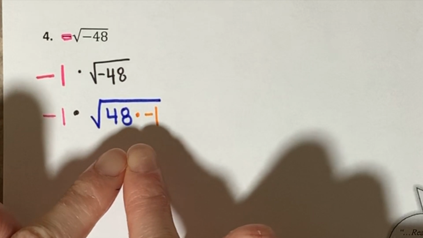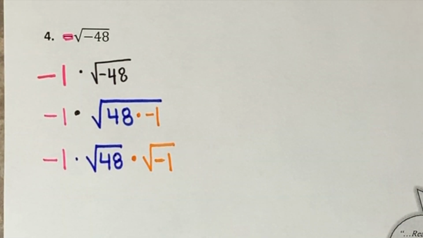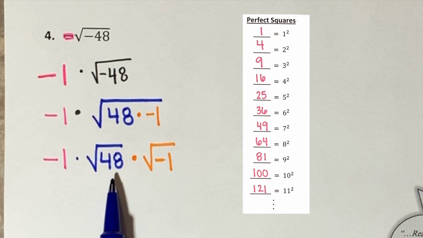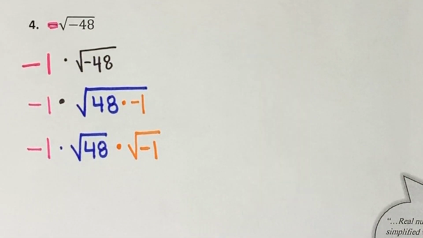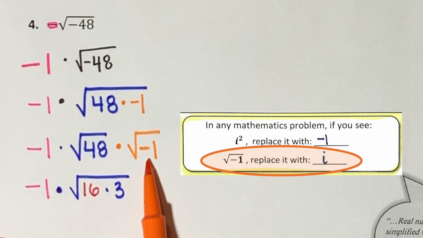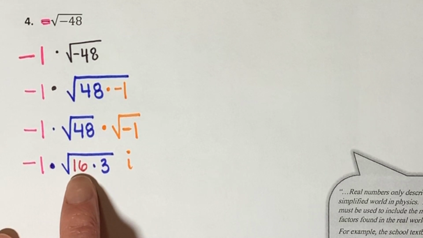Then we can pull this apart into two separate radicals, and then we'll simplify each radical separately. To simplify the square root of 48, let's ask ourselves, what is the largest perfect square that multiplies into 48? You'll find that the largest perfect square that multiplies into 48 is 16. So let's rewrite 48 as 16 times 3. And whenever we see the square root of negative 1, we're replacing it with i.